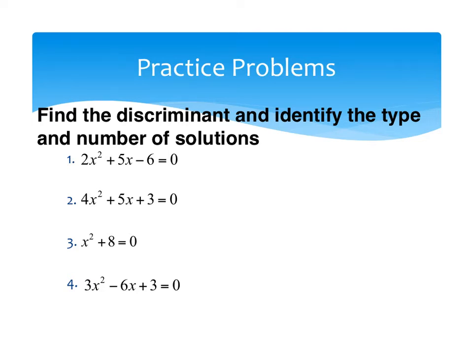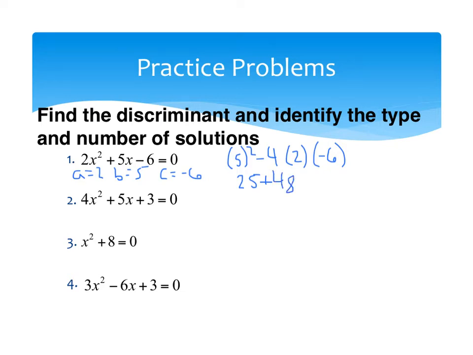Well, for this first one here, my A, B, and C: A equals 2, B equals 5, and C equals -6. So let's plug that in our formula. 5 squared minus 4 times 2 times -6. Now let's make sure we watch our signs. So I get 25, and I have a negative, positive, and a negative, so that's going to give me a positive number. I have 4 times 2 is 8, times 6 is 48. Add those two together, and I get 73. All right, so there's my discriminant.